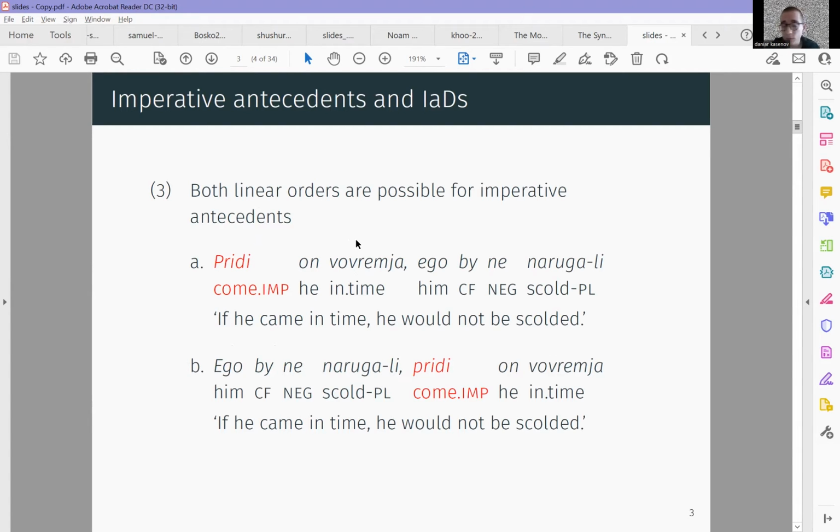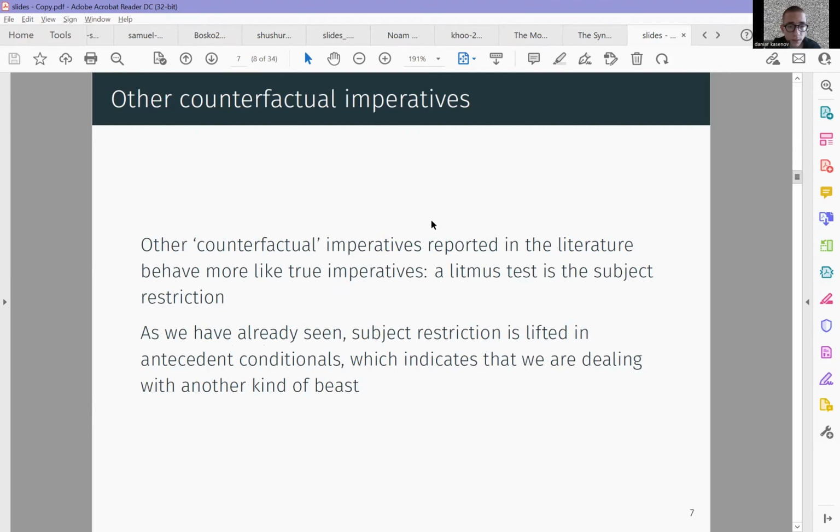Even more, some Russian researchers claim that a second person subject sounds kind of odd in examples like 3a. So it is that this counterfactual antecedent imperative, this imperative as a counterfactual antecedent construction, does not behave like these similar-on-the-surface phenomena, imperative and declarative, and counterfactual imperative in other languages.